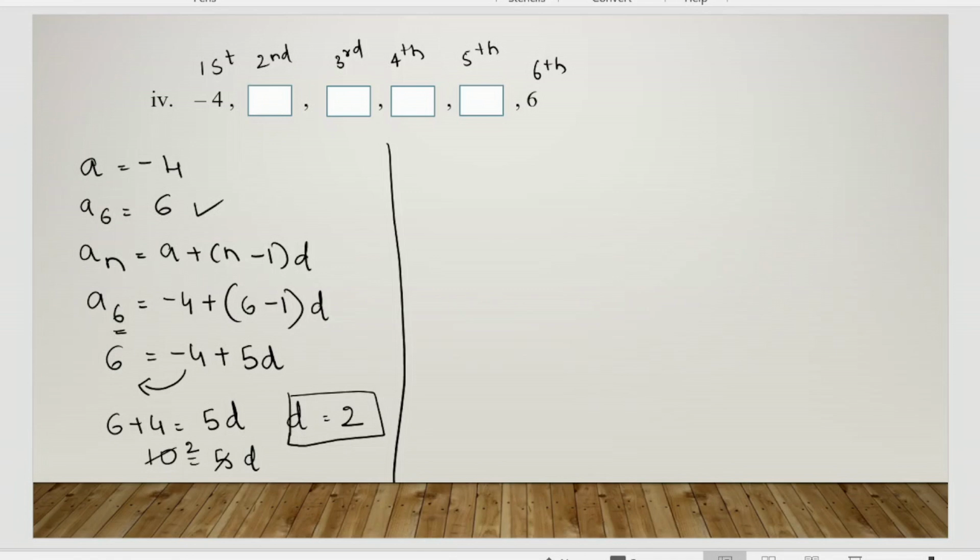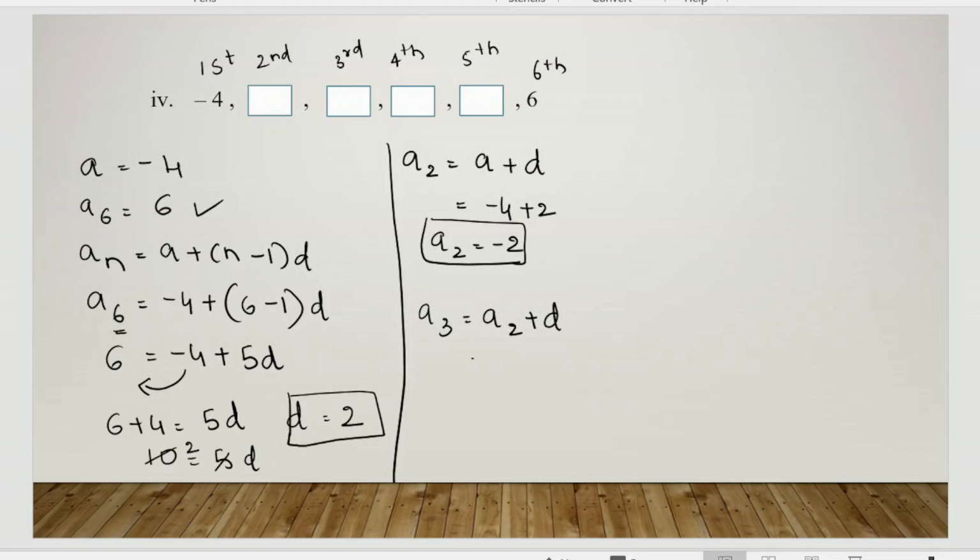So how do you get the second term? By adding the common difference to the first term, you will get the second term. A is minus 4 and the common difference is 2. So A2 will be minus 2. And A3: by adding the common difference to the second term, you will get the third term. This is minus 2 plus 2. So you will get A3 as 0.